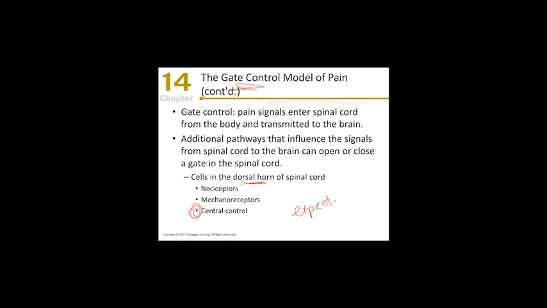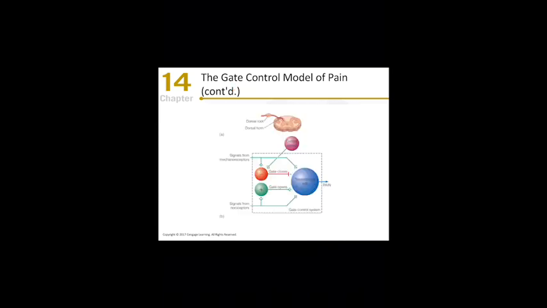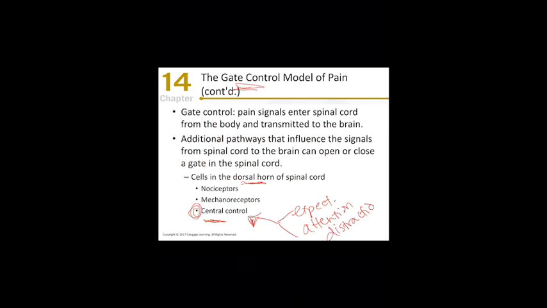It can also be affected by attention and distraction. And so any of these things can actually influence the central control, in the sense that it will close the gate. So therefore, if you close the gate, which you'll see here, if the gate closes, then there's going to be no transmission of cells, so therefore no pain is going to be experienced.